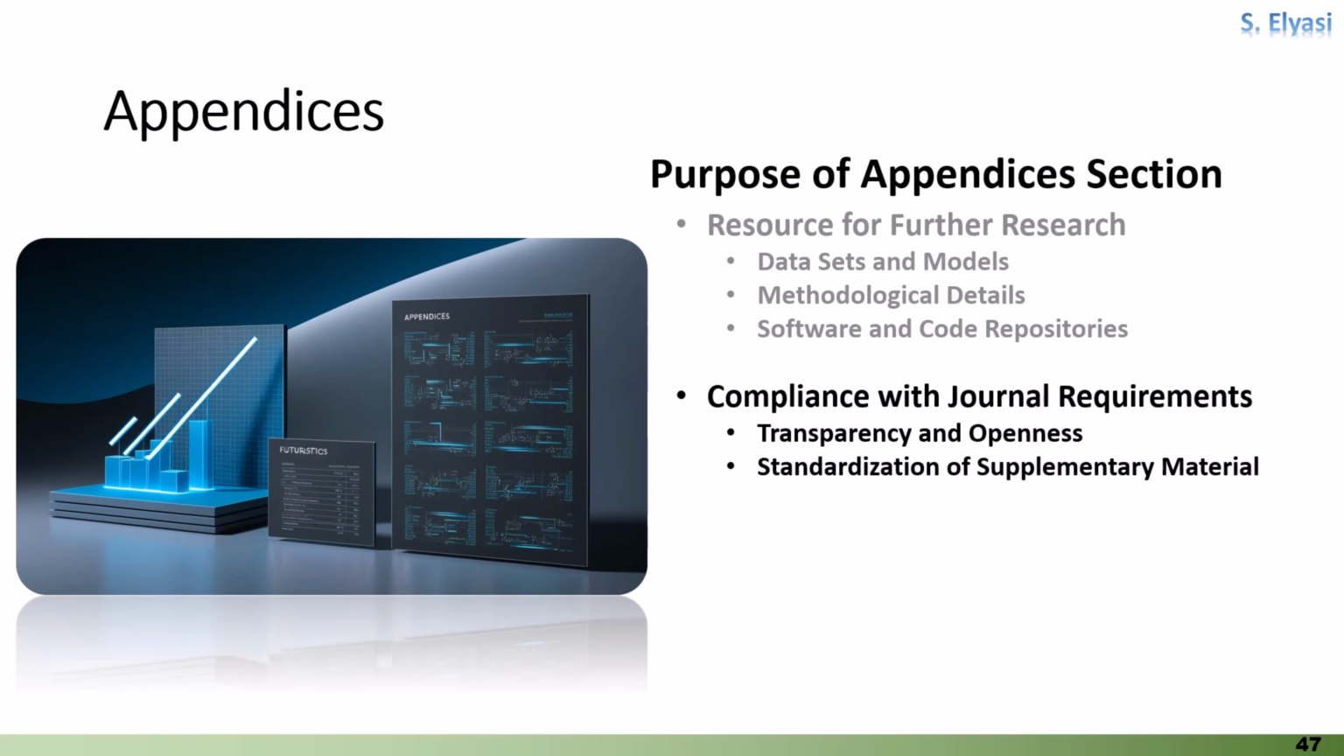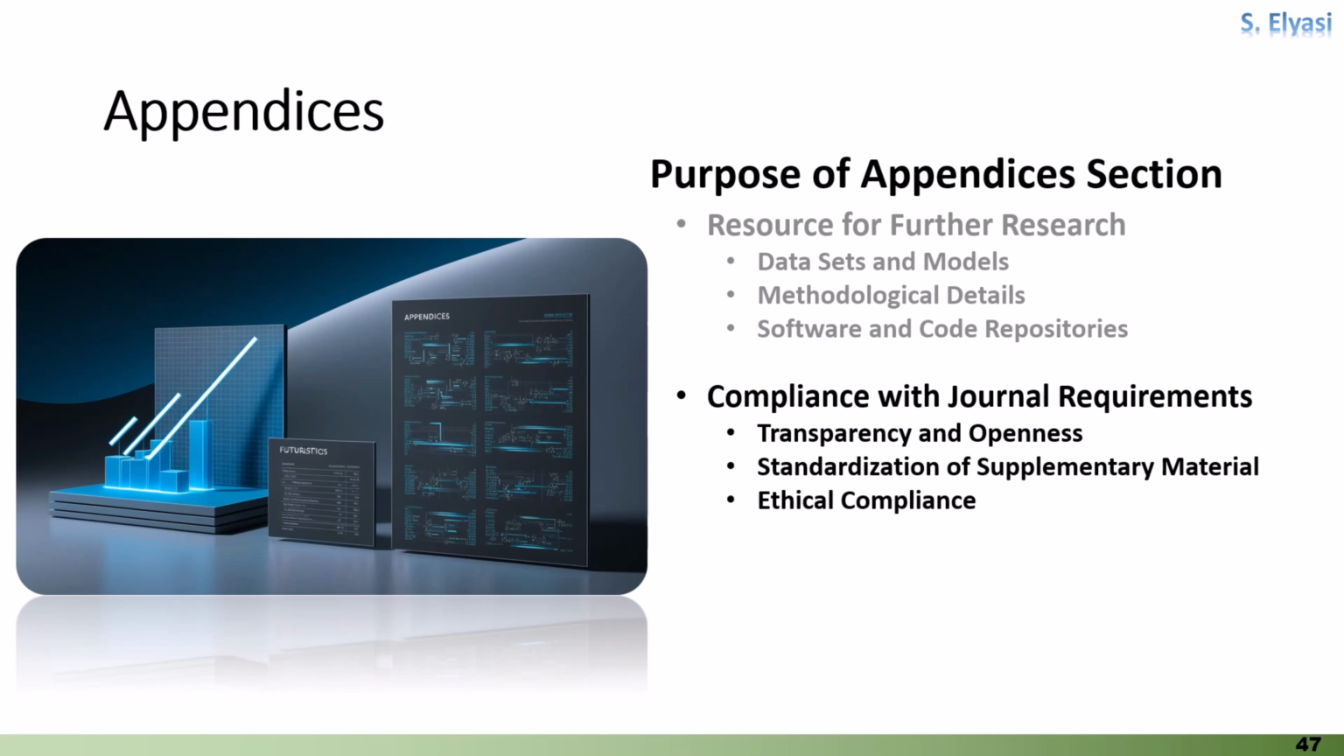Standardization of supplementary material. Journals often have guidelines on what supplementary materials can be included and how they should be formatted. By adhering to these guidelines in the appendices, researchers ensure that their work is in compliance with publication standards, which facilitates the peer review process and publication.